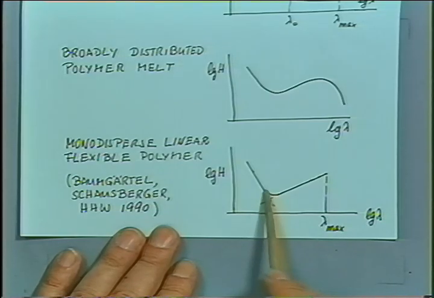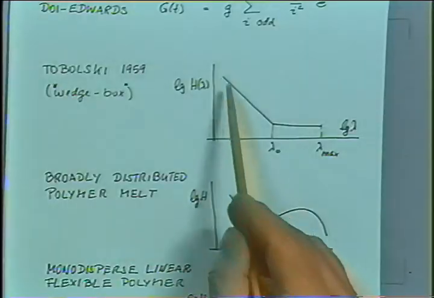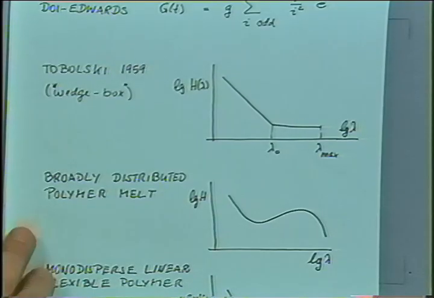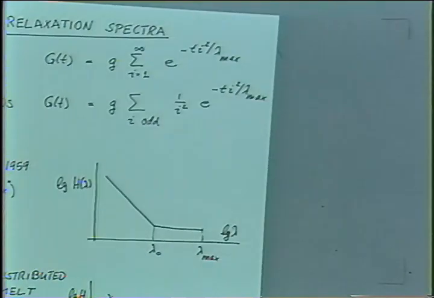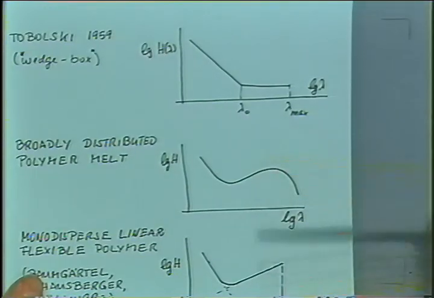And then there's the onset to the glass. And this is the scaling behavior which is already known from Tobolsky's proposal. So that would be the glass transition. But those are typical spectra of real materials. Well, those down here, those are real materials. This is a hypothetical material.